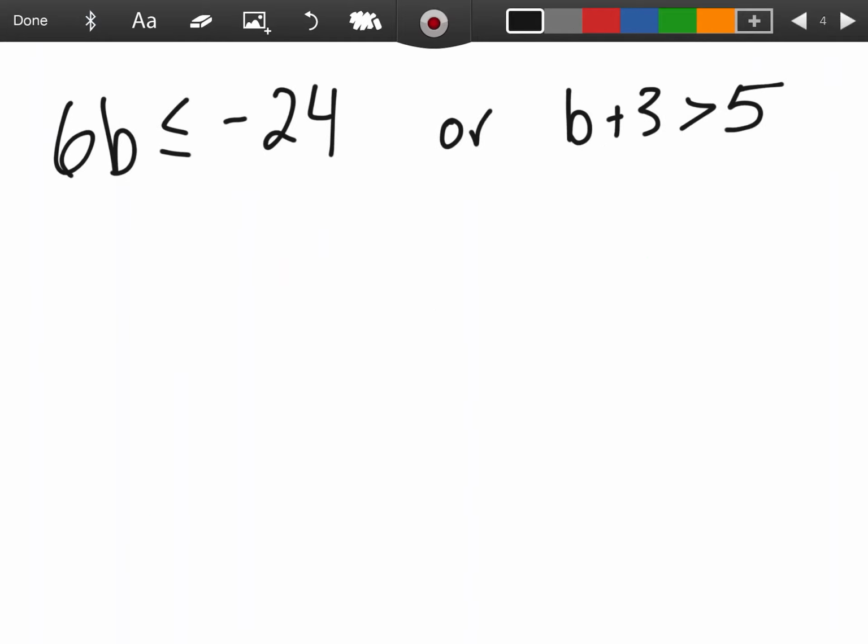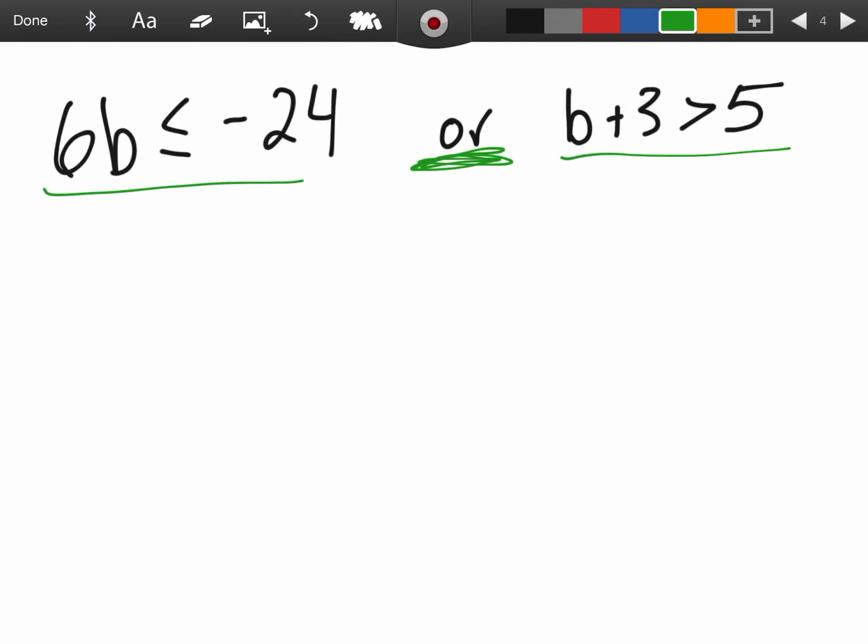All right. On the other hand now, here we have the word or. Okay, so either this could be true or this could be true. Either one could be true in this case. So we are just going to graph both, and then both lines are going to be our solution. Okay, both of those lines on the number line will be our solution.